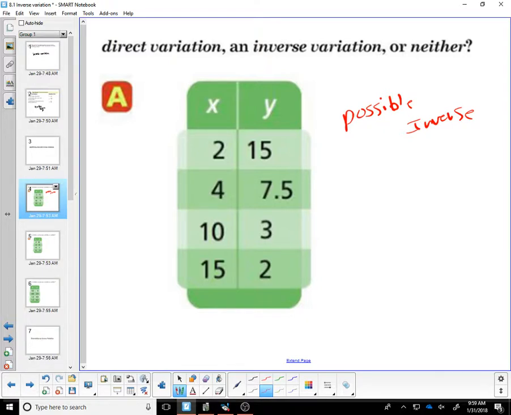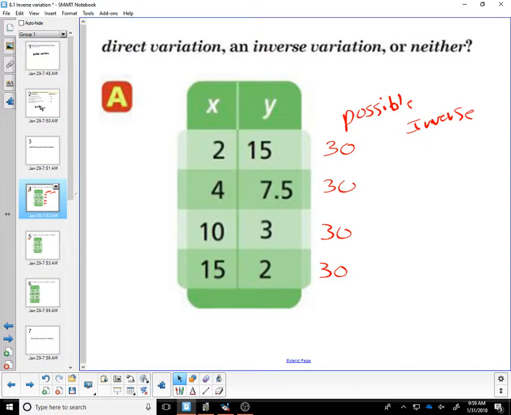All right, so here's how we're going to do that. What's 2 times 15? 30. What's 4 times 7.5? 30. What is 10 times 3? 30. What's 15 times 2? 30. Guess what we just found? Constant K.